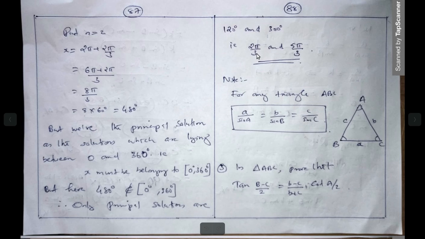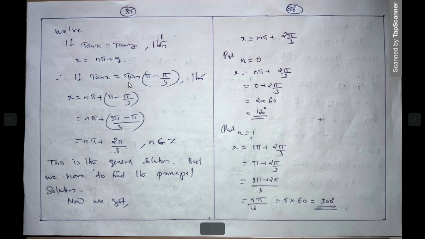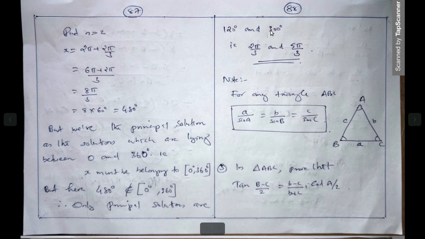120 means 2 pi by 3, right? 2 pi by 3, and 5 pi by 3 means 300. So principal solutions are what? 2 pi by 3 and 5 pi by 3, right?